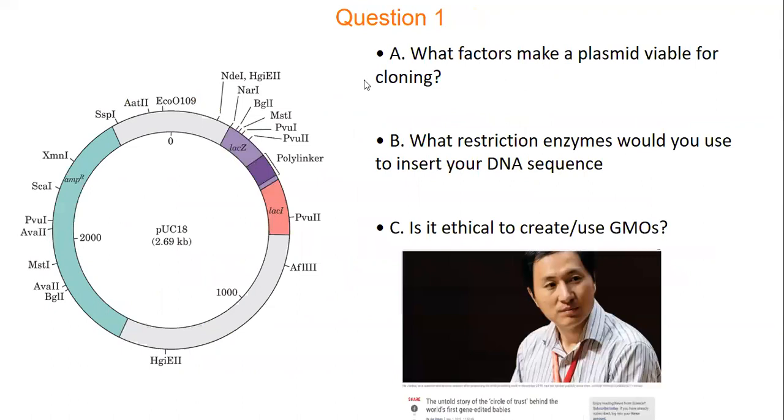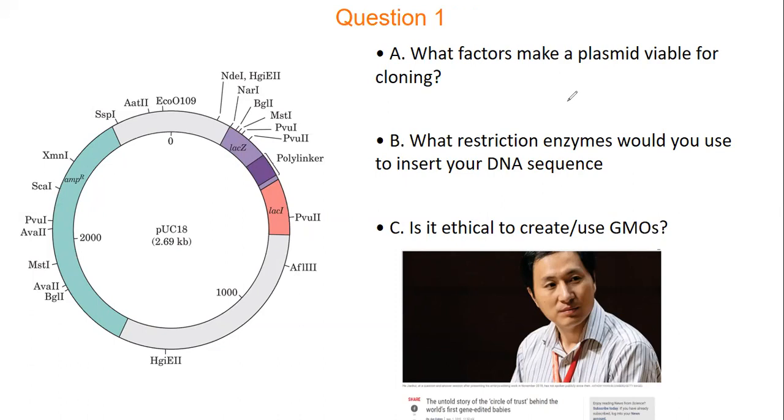So the first thing we're going to look at is our vector, also known as a plasmid. So I want to put my DNA into another organism. The vehicle I'm going to use is called a plasmid or a vector. So I have some questions here, and I will actually just go through and answer A for us to begin with.